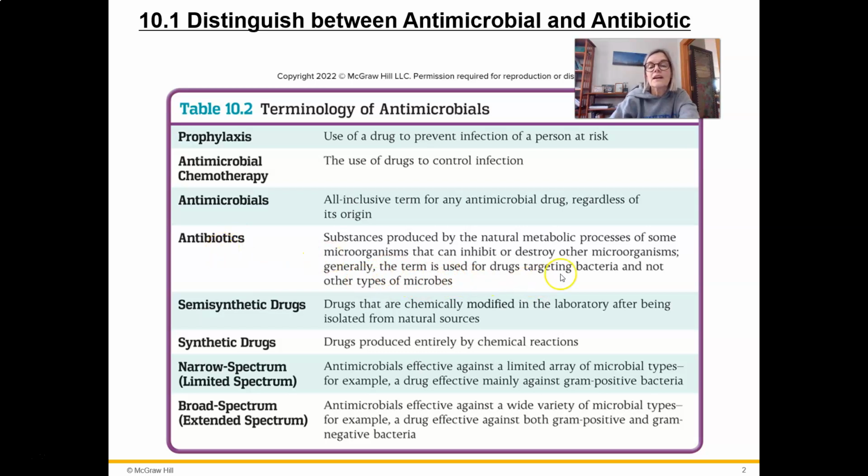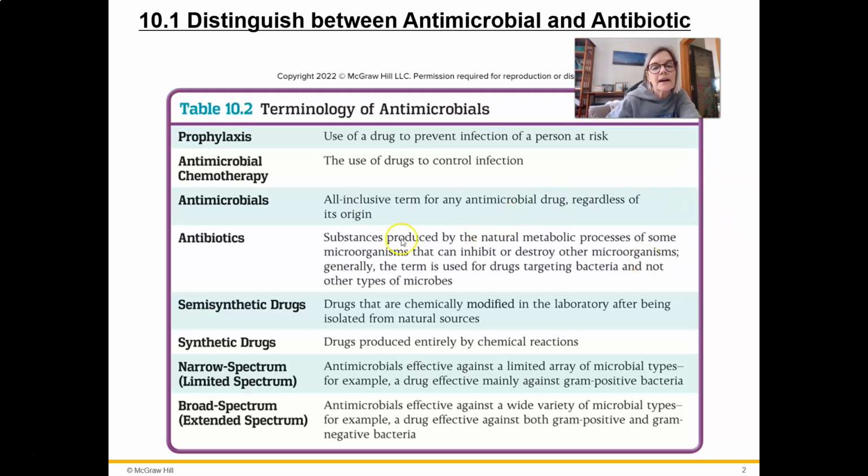Typically, we use the word antibiotic for those drugs targeting bacteria. And the original antibiotics were produced by living organisms. The very first antibiotic was discovered in 1928 by a scientist named Alexander Fleming, and he discovered penicillin. Penicillin was being produced by a mold and it killed bacteria. So that fits our definition of an antibiotic, a substance produced by natural metabolic processes. The fungus produced it, and it can inhibit or destroy other microorganisms, can inhibit or destroy bacteria.